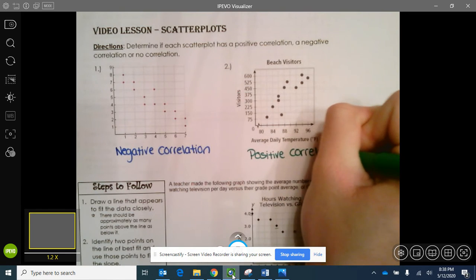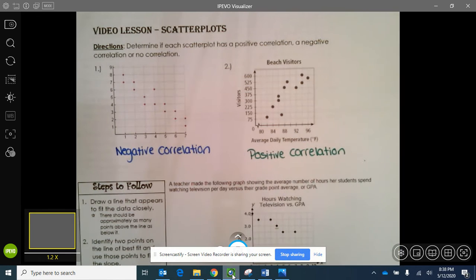Now, when you have a negative correlation or a positive correlation, you can draw what we call a line of best fit, and you may have heard it called a trend line in the past. And this is a line that we're going to draw that we feel best represents the data values. So we're going to draw this line because it allows us to make predictions for future data values.